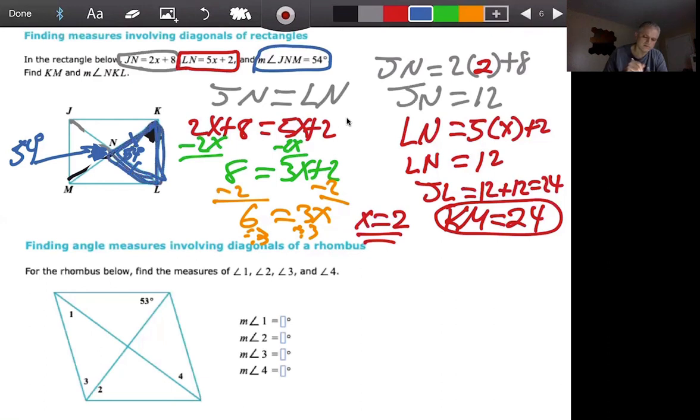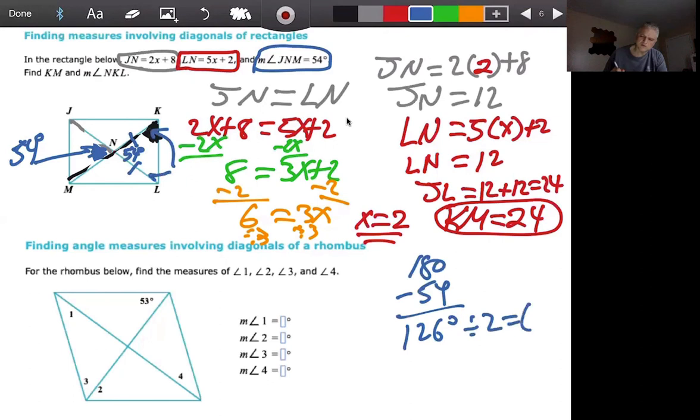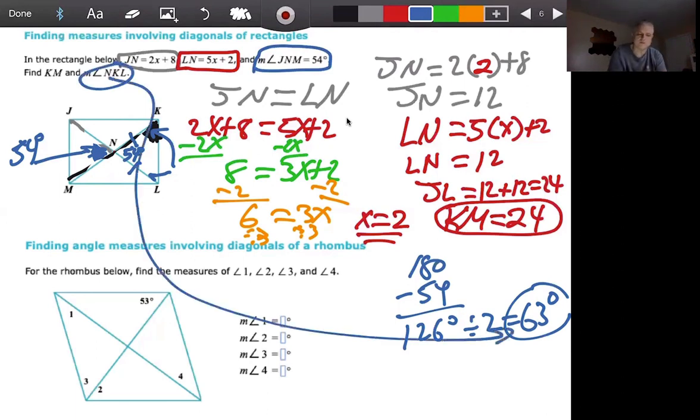Okay. So I'm simply going to take 180, I'm going to subtract 54, get 126, and then because both of these angles are congruent, I'm going to divide it by 2, and I get 63 degrees for the measure of angle NKL. Okay? NKL is 63 degrees. Okay? I'm going to erase this and we'll do this next question.